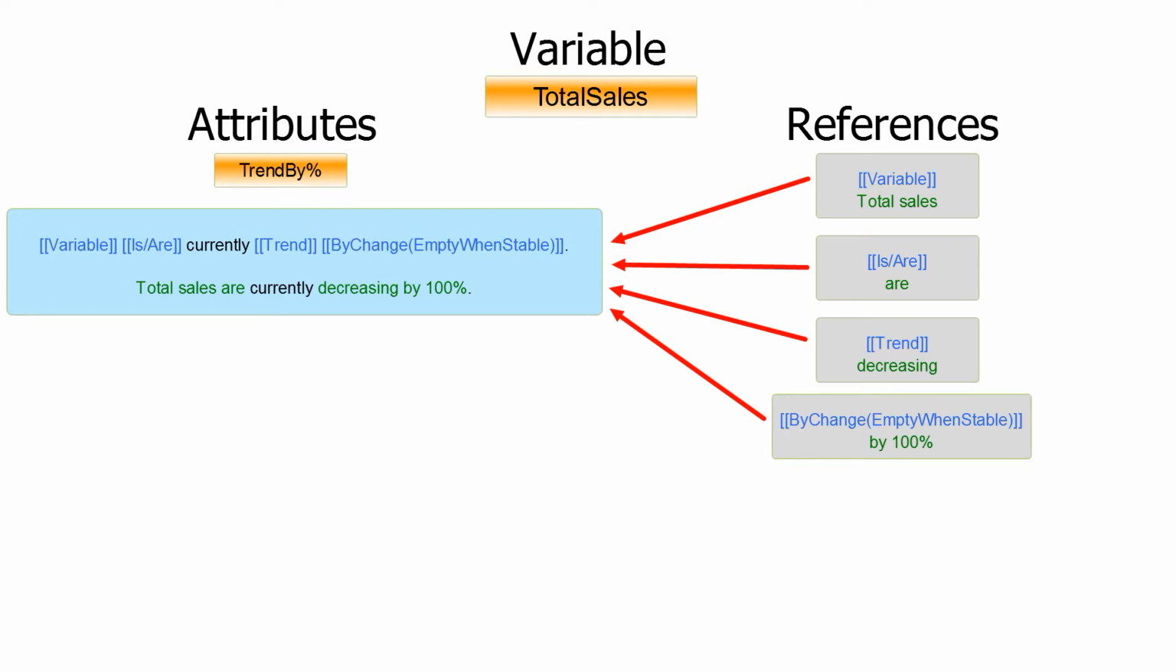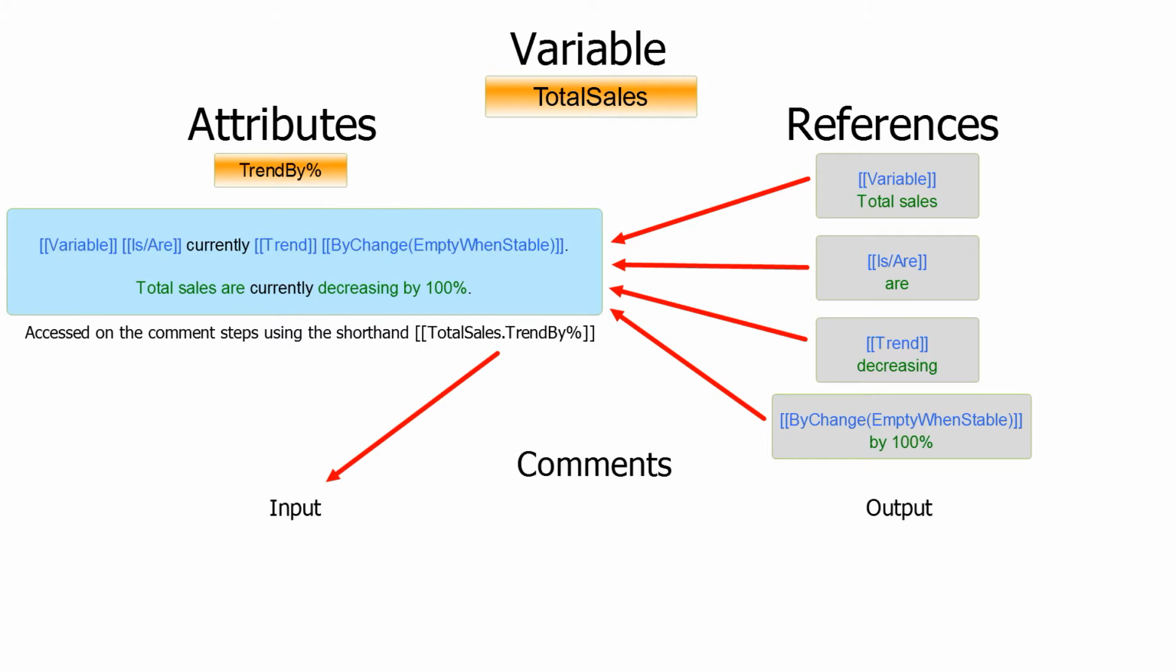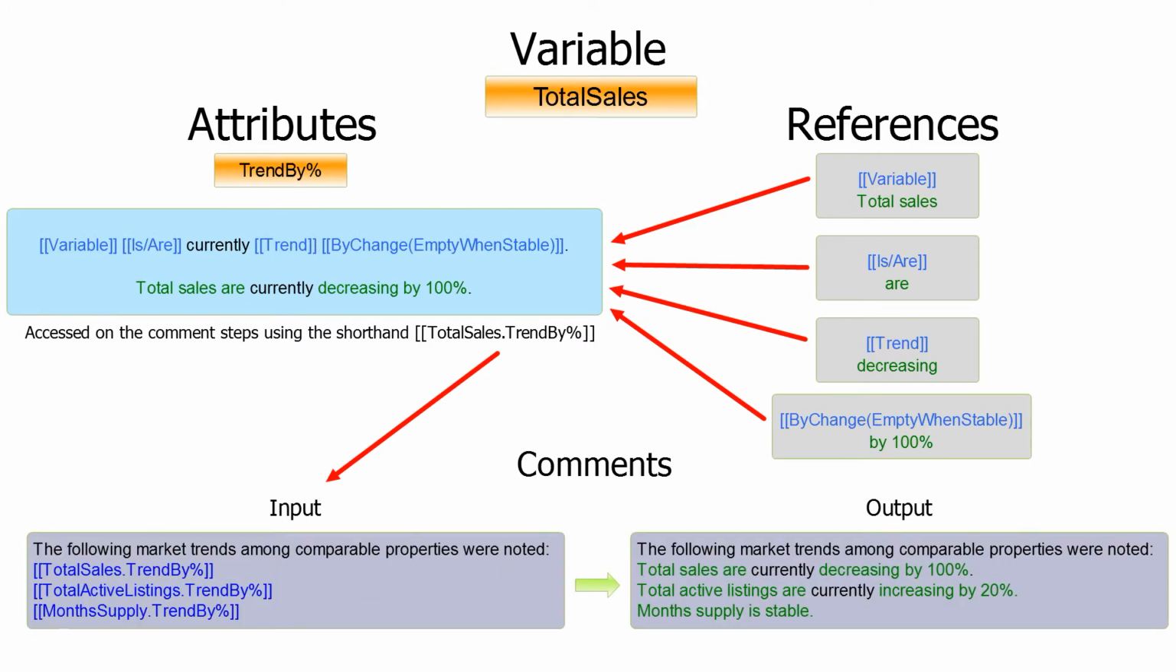When we use a variable on the Dynamo MC comment step, we actually are using the variable.attribute shorthand to specify which variable and attribute we would like to use. Now we can use this total sales.trendbypercent variable from the comment step, and the output will be generated using the basic recipe we've used here. In this case, we will see the value of total sales are currently decreasing by 100%.